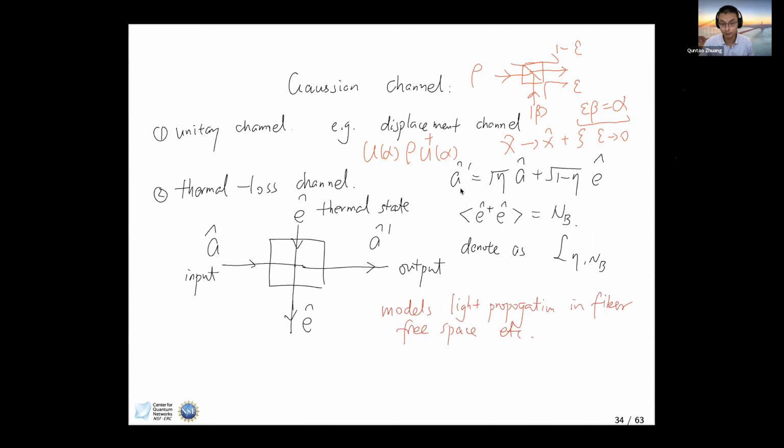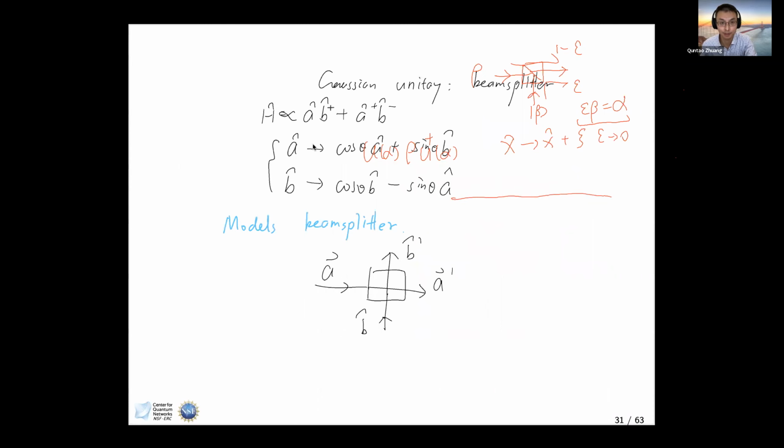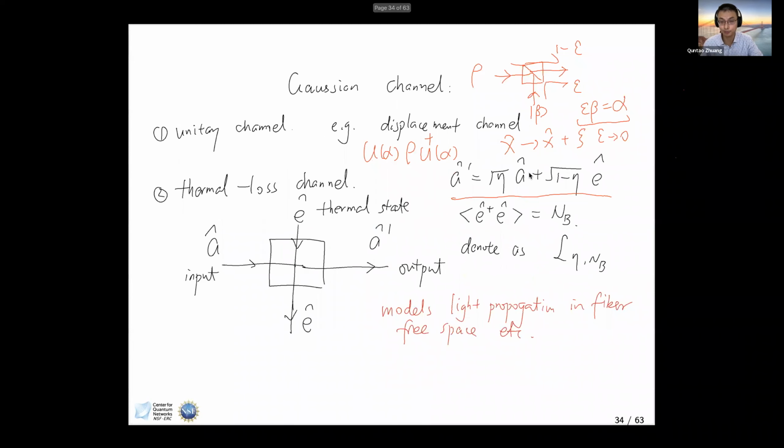For the thermal loss channel, you might recognize that it's just a part of the beam splitter, right? The beam splitter has these two parts: A becomes A plus B, B becomes B plus A. If you look at just one of them, A prime becomes A plus E, where E is the environment system. In general, thermal loss means that the environment system E can be in a thermal state, which has photon number NB. We denote this channel as L, eta, NB. Eta is the transmissivity, and NB is the thermal noise level. This models light propagation in a fiber or in free space when there's noise. Although in optics noise is very small, there's non-zero noise in the environment. Or if somebody is injecting noise into the fiber to jam your communication, or a lot of people are sharing the same fiber, then other people's photons are like noise to you. So this describes this process. All you need to understand is this beam splitter, so that you understand this thermal loss channel.